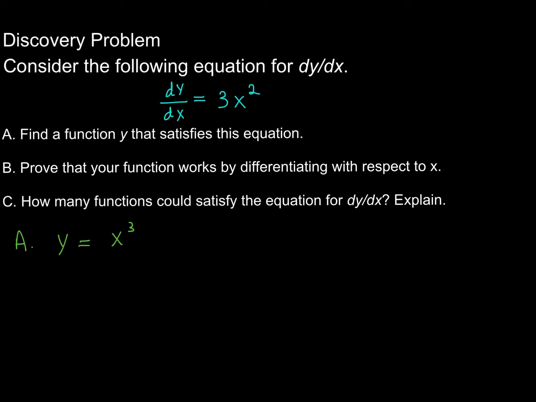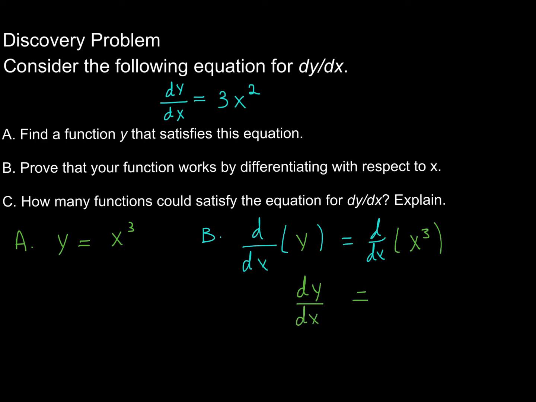So a function y that satisfies this equation for dy dx would be the function y equals x cubed. Because if I were to differentiate both sides, and this is really getting to part B here, with respect to x, what I would end up with is exactly the equation that I was given. So the derivative of y with respect to x is dy dx, and the derivative with respect to x of x cubed is 3x squared.